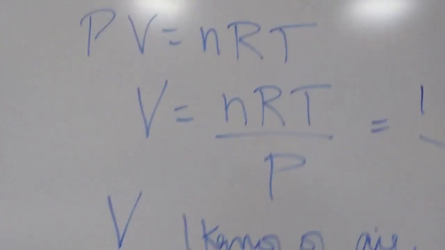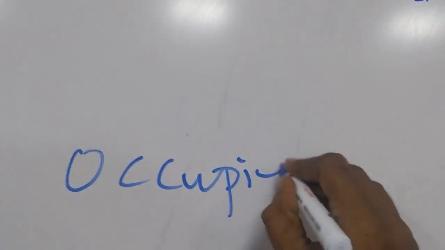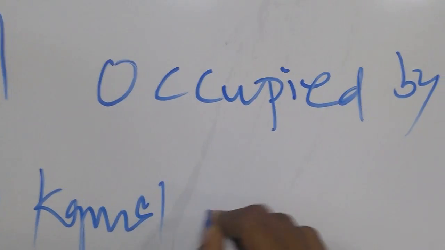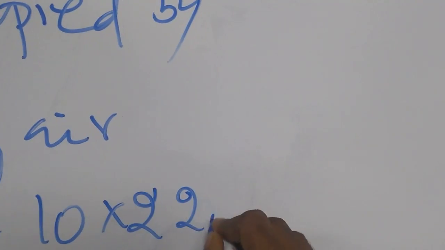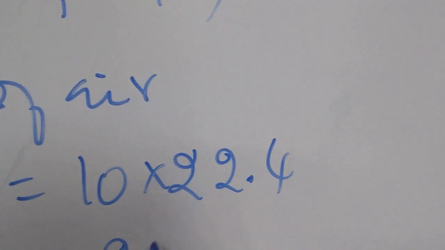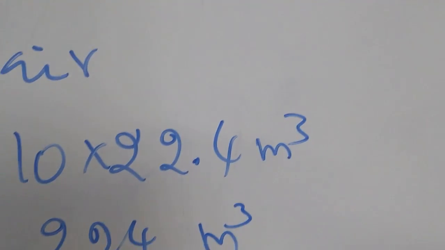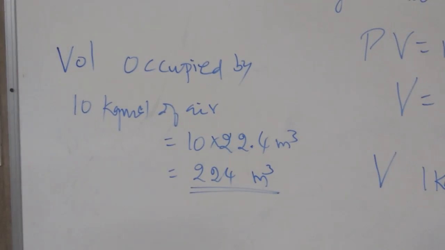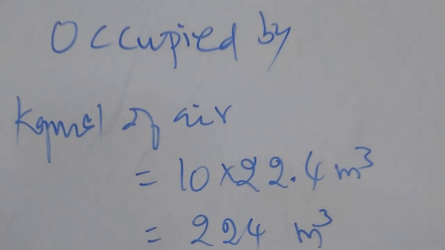Okay. So you can write the answer: volume occupied by 10 kg mole of air is equal to 10 times 22.4. How much? 224 meter cube. Okay. So that is the volume occupied by 10 kg moles of air at STP conditions.